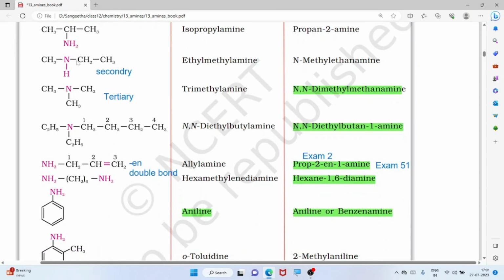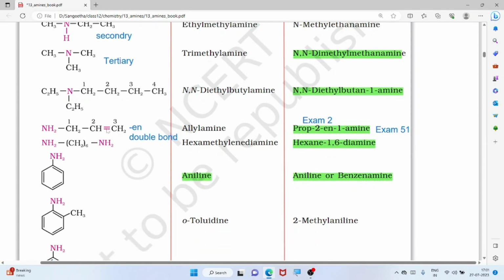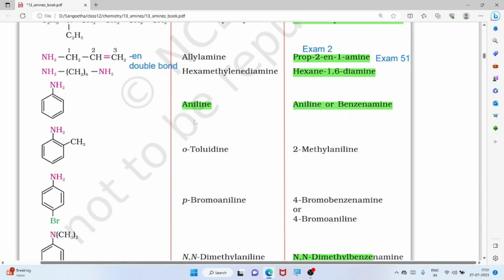Here we see a secondary amine, where two hydrogen atoms are removed. So this is N-methylethanamine. Here N is used. This is a tertiary amine, where N,N is used. Here we have an alkene double bond, so we use the suffix -en. See here, we are using -en. Okay, this is aniline.